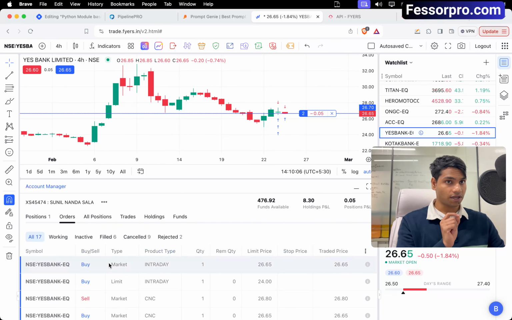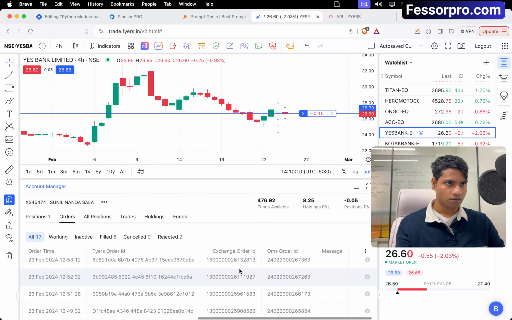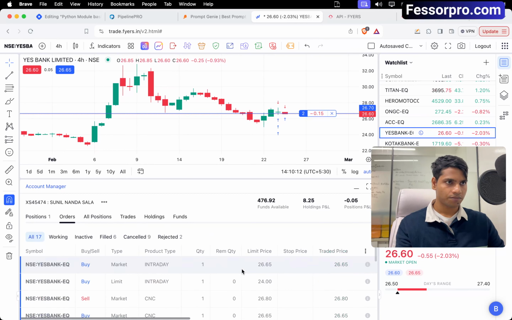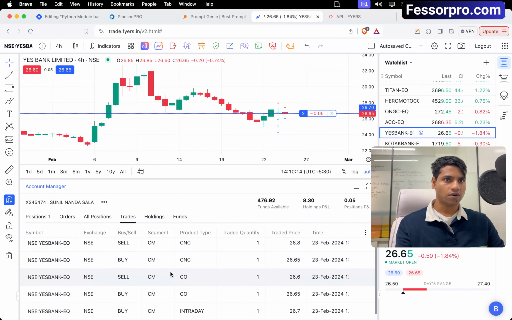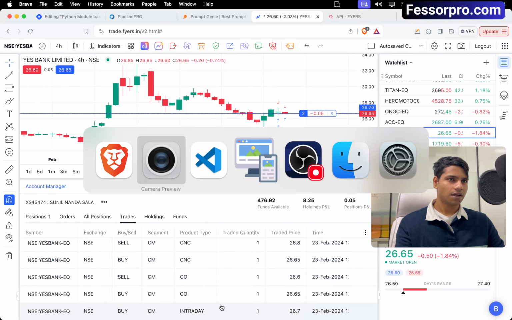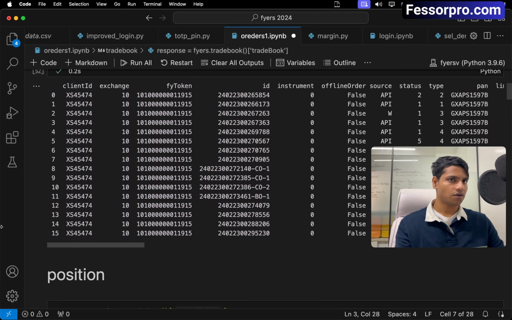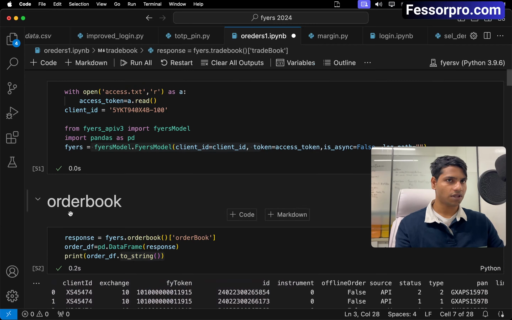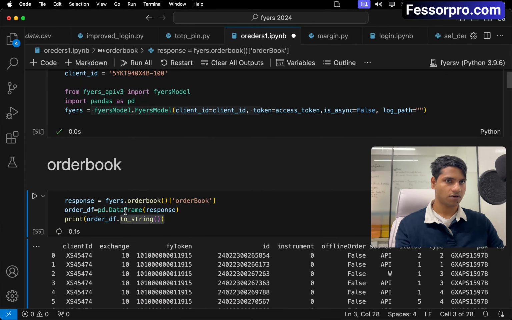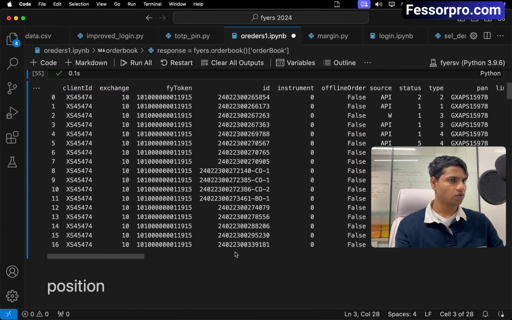Now if you go to the order section, you see this was the order that I placed just now, and one more row has been added. It's better if I show you in the data frame. Right now there were around 15 rows. If I run the code, there would be 16 rows now. See, there are 16 rows. One more row was added.